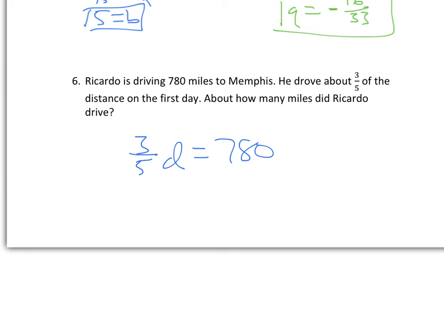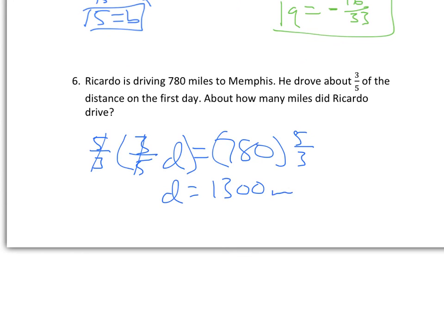Okay, so remember to get rid of 3/5, we just multiply by the reciprocal. So multiply by 5/3. Those cancel each other out, and we're left with 780 times 5 divided by 3, which gets us a big number. So the total distance here is about 1,300 miles. That's it.